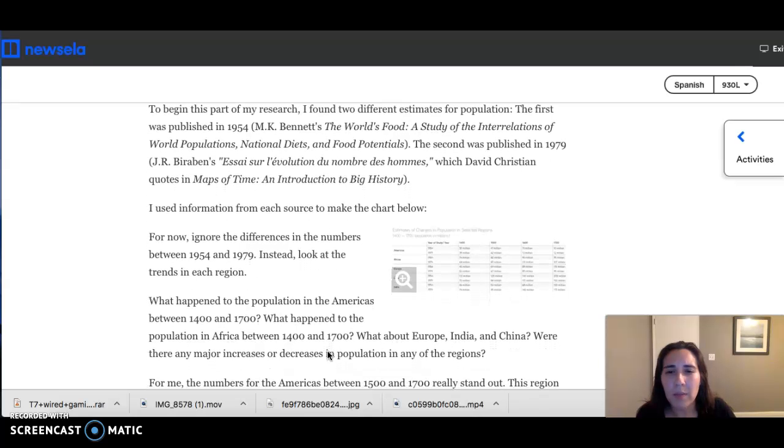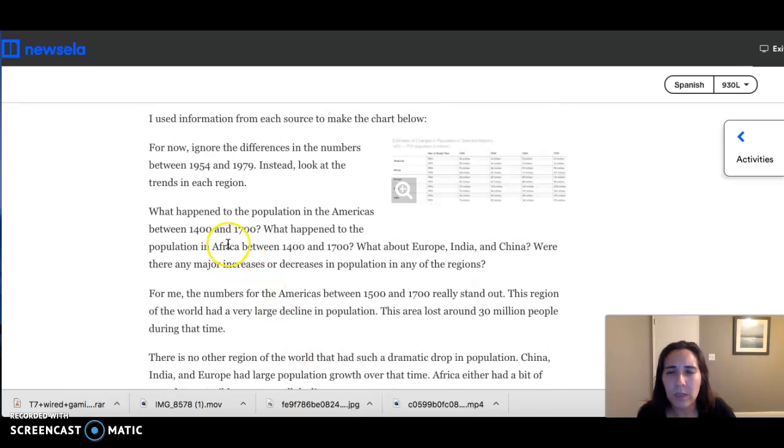What happened to the population in the Americas between 1400 and 1700? What happened to the population in Africa between 1400 and 1700? What about Europe, India, and China? Were there any major increases or decreases in population in any of these regions? Again, click on this map and you could see what they're talking about.